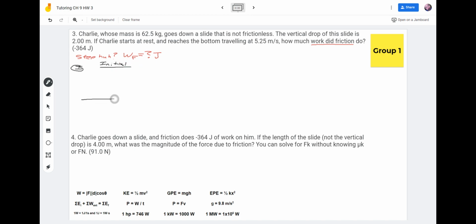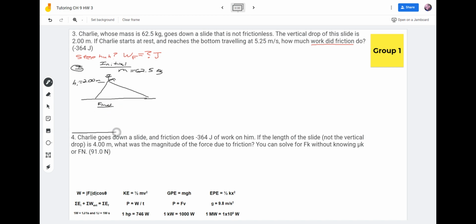So our initial sketch, we've got a slide. So imagine those are the steps. And it goes down like this. We have Charlie sitting at the top. So here's Charlie. He's got a mass of 62.5 kilograms. The vertical drop of the slide is 2 meters. So he's going to change heights in this problem. He's going to go from up here, the high height, to down here. So let's call the initial height 2 meters. H sub I is 2.00 meters. He's going to go down here. There's going to be friction, and he's going to end up going that fast at the end. All right, so anyhow, this is our initial one.